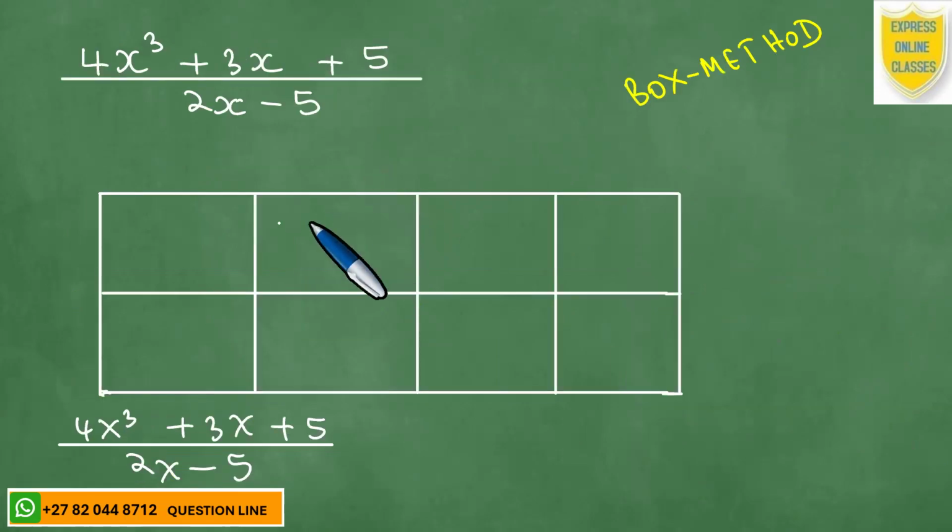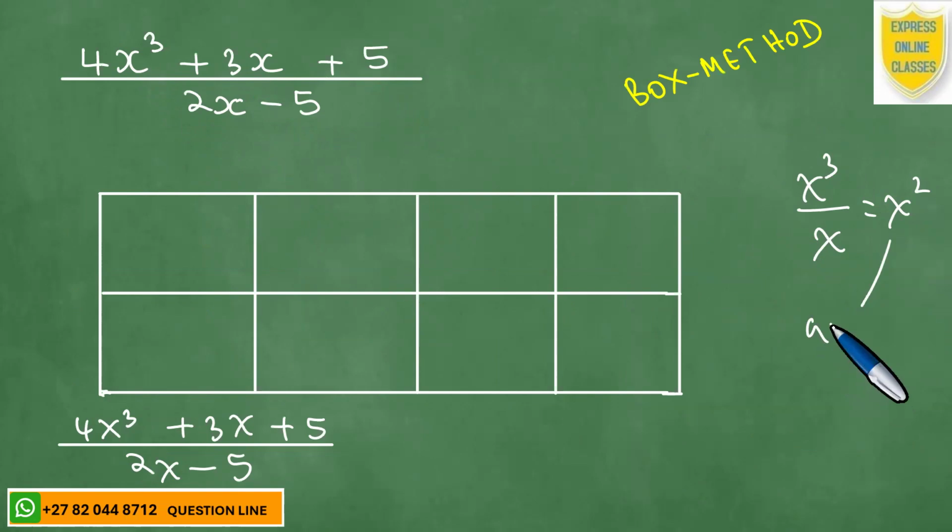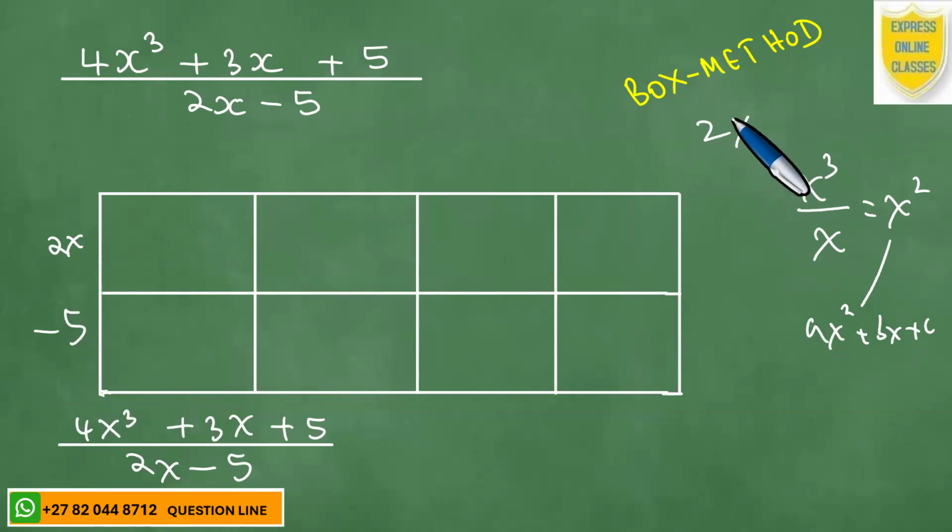Right, in the next example, we have 4x cubed plus 3x plus 5, all divided by 2x minus 5. We take note of the fact that looking at the leading terms, we have x cubed divided by x, giving us exactly an x squared. And this is exactly of the form ax squared plus bx plus c. If you put here 2x and here minus 5, this is clearly indicative of the size of this box, which is 2 by 3.